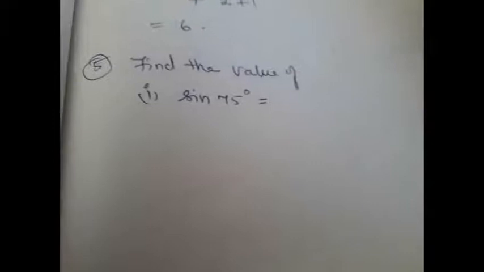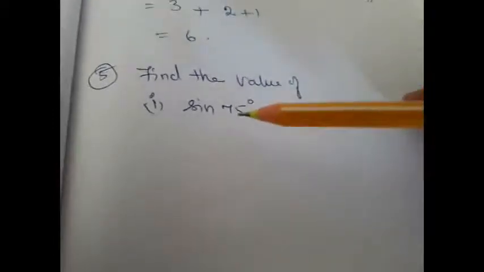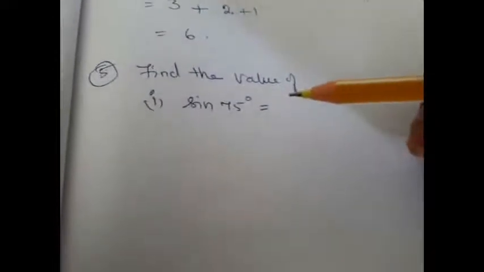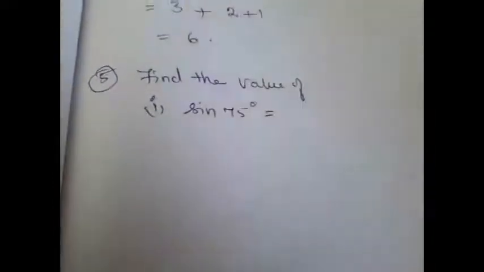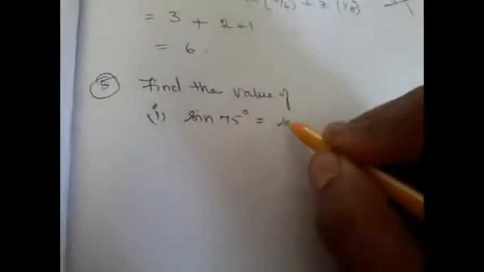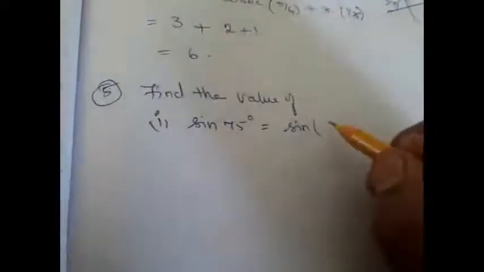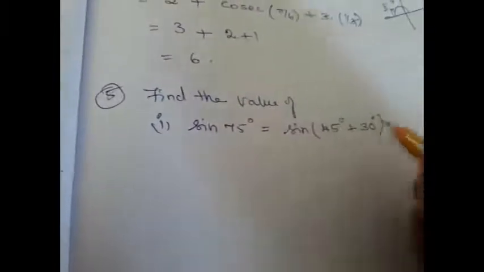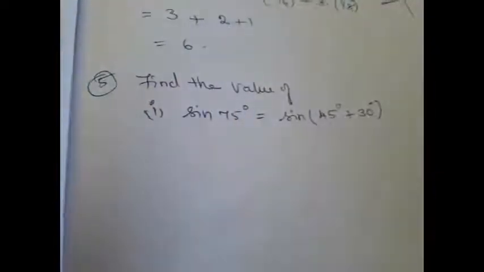You check whether you are getting values in that way. With 90 we won't get 75 with some other standard angle, because 90 minus 15 only will give you 75, and 15 is not a standard angle. So what else can we try? We can do this with sine, but 75 can be written as 45 plus 30. Yes, sine of 45 plus 30. Both 45 and 30 are standard angles.